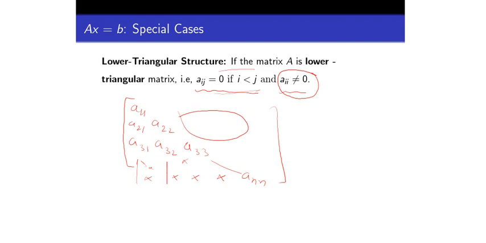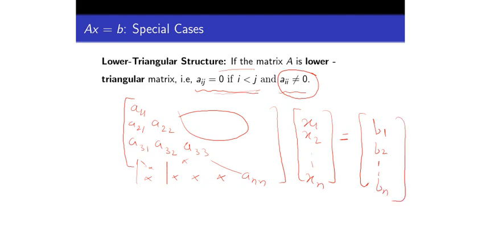Okay, so how to handle this? If you have the equation with x1, x2 and so on, xn equal to b1, b2, bn, what will you do? From the first equation you have a11 x1 equal to b1. The first equation you use to find x1. For the second equation, you know x1 now, so using this you will get x2 from the second equation.